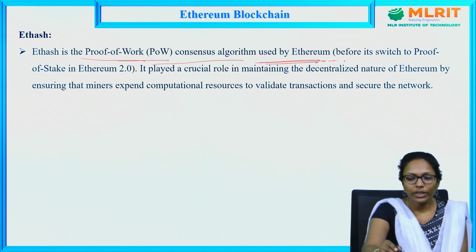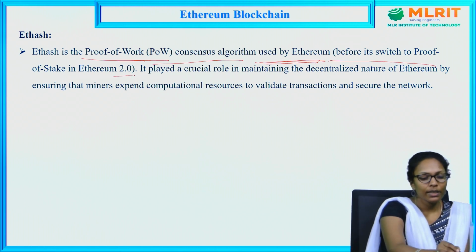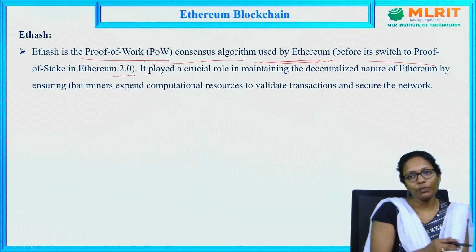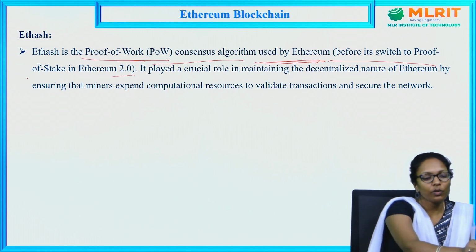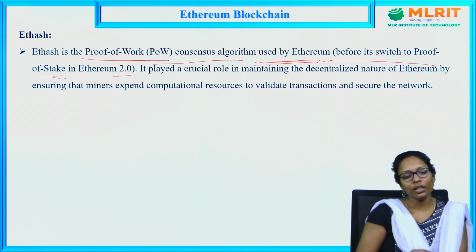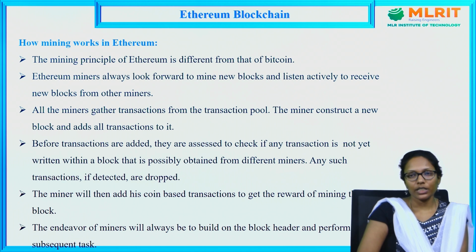But it switches to proof of stake in Ethereum 2.0. The previous version of Ethereum was using proof of work, whereas the latest version, Ethereum 2.0, is using proof of stake. Proof of stake is nothing but we have to stake some amount for participating in the validation process. So how does mining work in Ethereum?